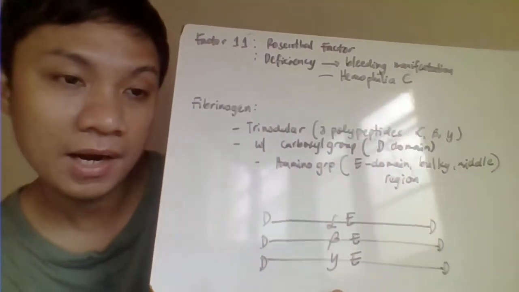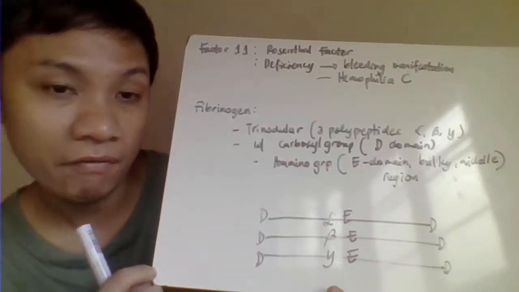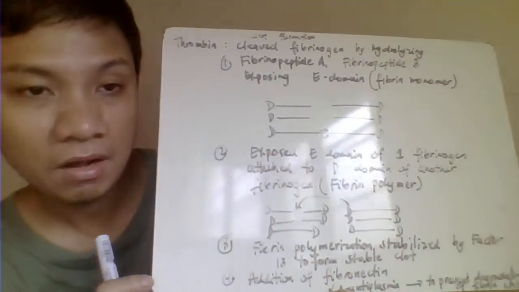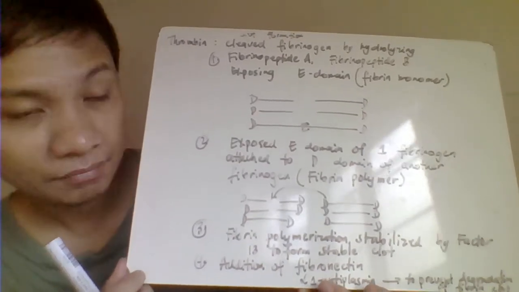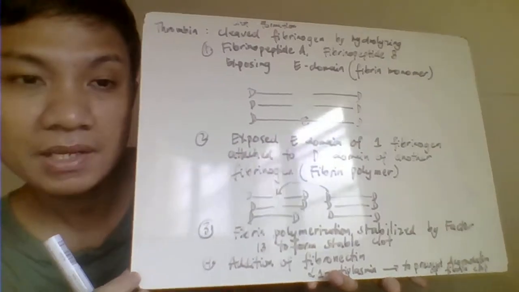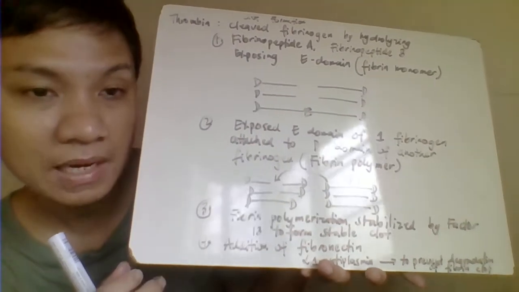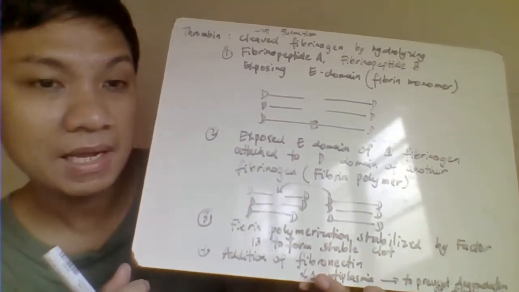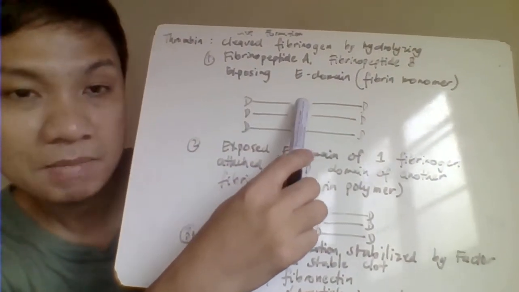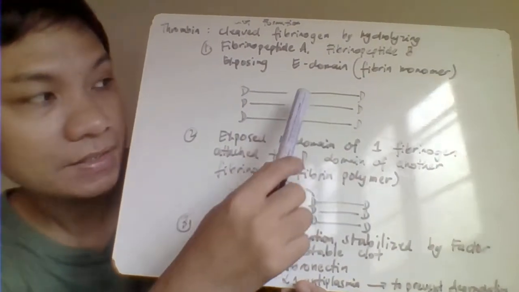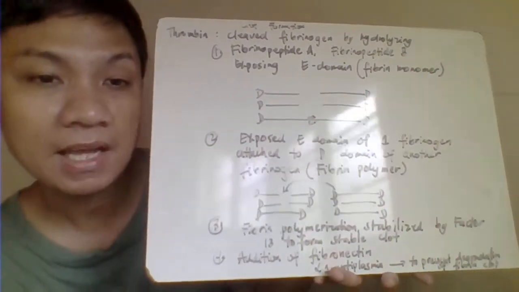Okay, so how then will our thrombin be able to convert your fibrinogen to your fibrin clot? Paano siya nagkakaroon ng clot formation? Okay, so we have here the steps for the clot formation by the action of your thrombin. First, your thrombin tries to cleave your fibrinogen by cleaving the fibrinopeptide A and fibrinopeptide B. So this is at the middle portion here in the E domain. So this is the fibrinopeptide A in the alpha polypeptide. Fibrinopeptide B is in your beta polypeptide.